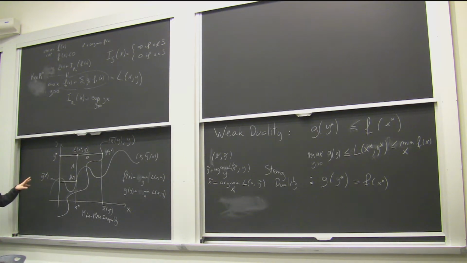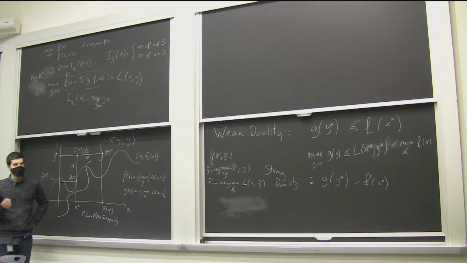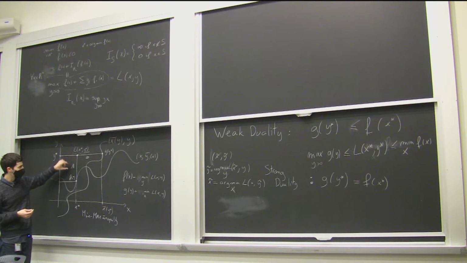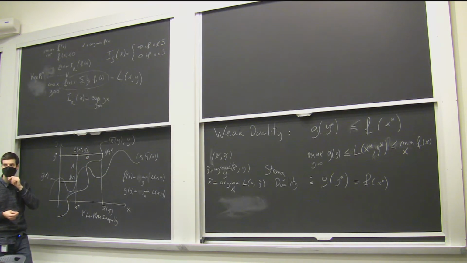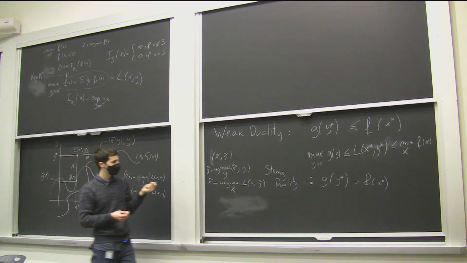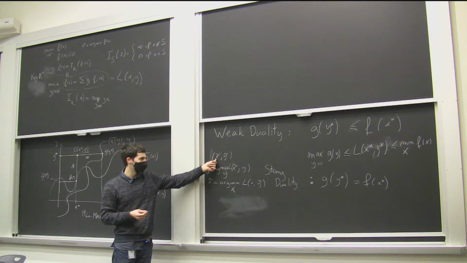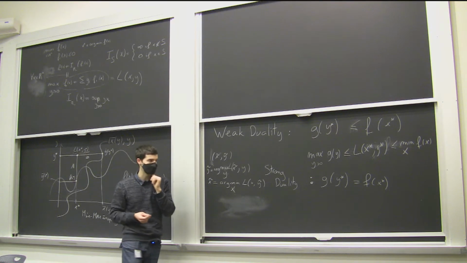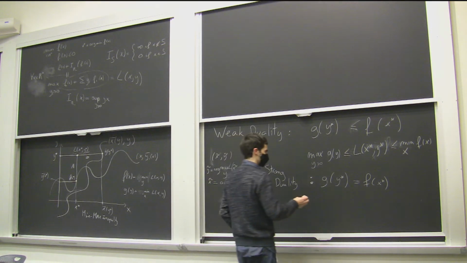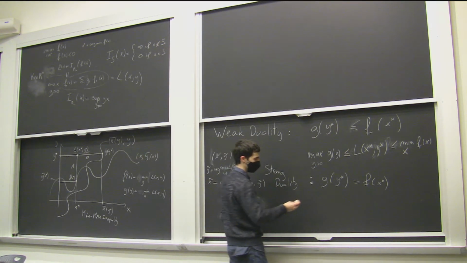And this is what's always a bit confusing with Lagrangian duality, is that when you look at strong duality, what the information when you have strong duality is that you have equality here and here. When you have strong duality, then x star is the best move for y star, and y star is the best move for x star.